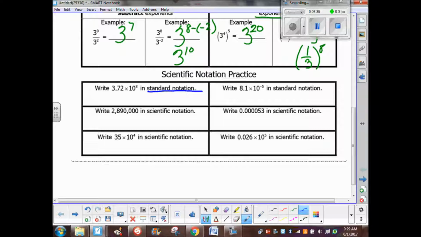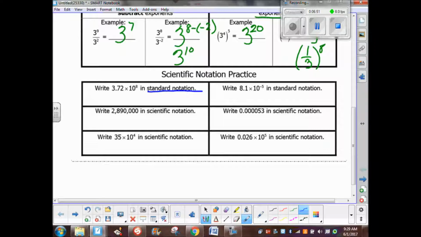Really big number. Okay, because the exponent is what? Positive. Okay, so the exponent's positive. You can type this into your calculator. You can think about it in terms of place value.